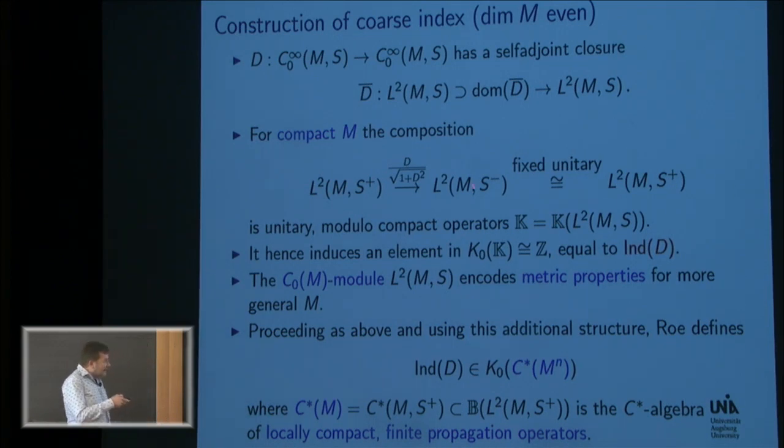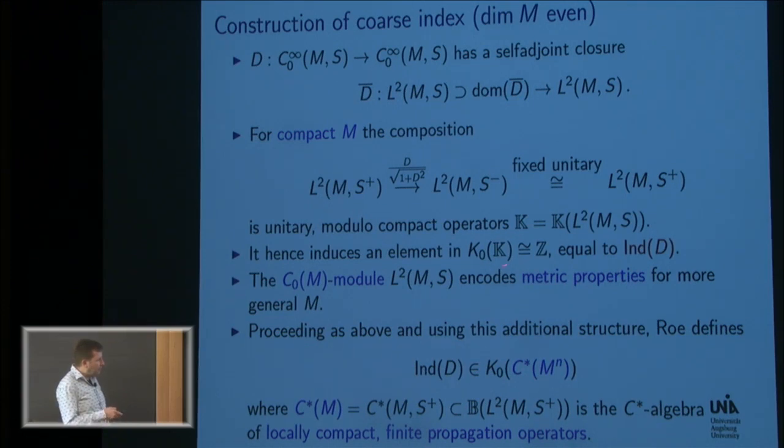We get a unitary operator, no longer modulo compact operators, but modulo locally compact operators. So these are operators which become compact after multiplying them with a function with compact support, or composing with such a section. So this is again by elliptic regularity, and proceeding in the same way, we obtain an index invariant in the zeroth K-theory of some more complicated object.